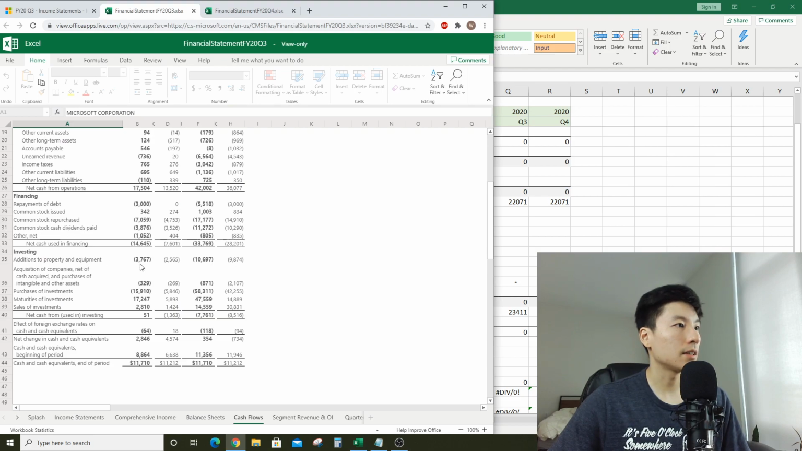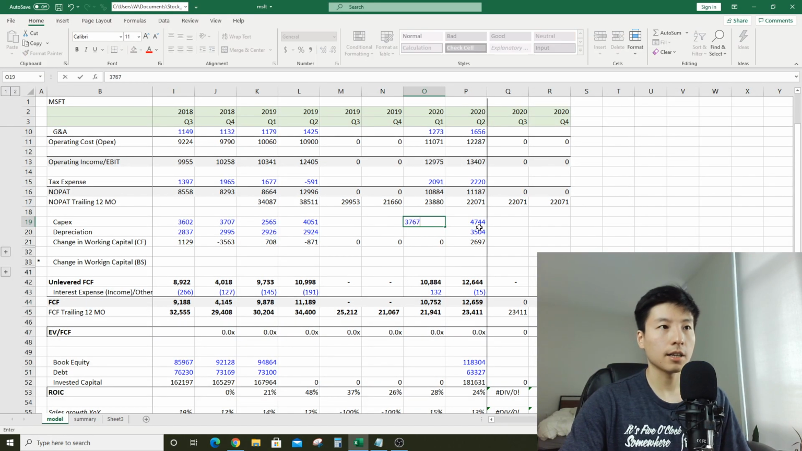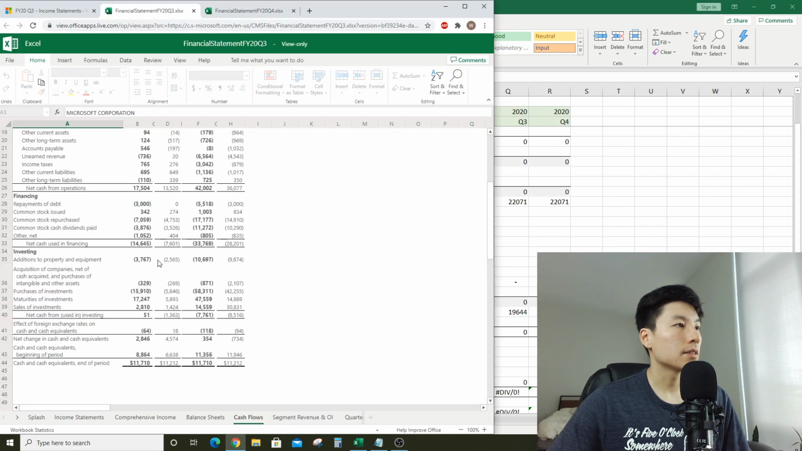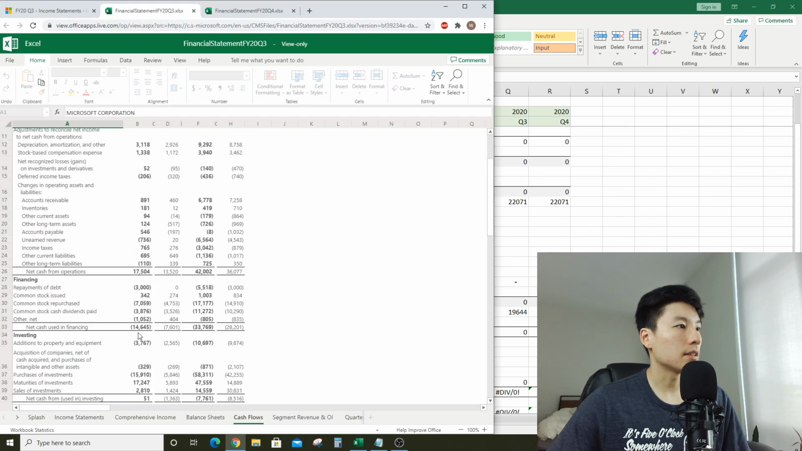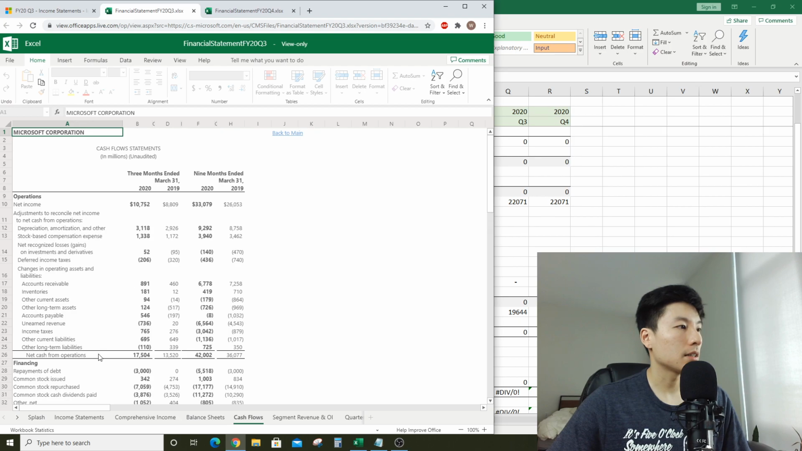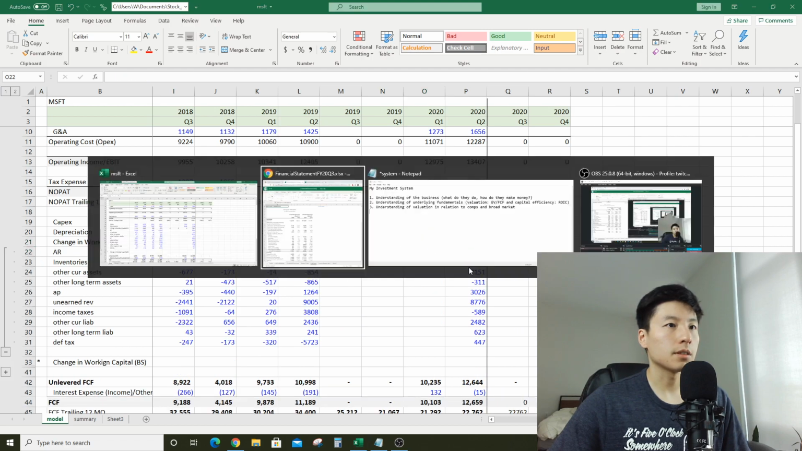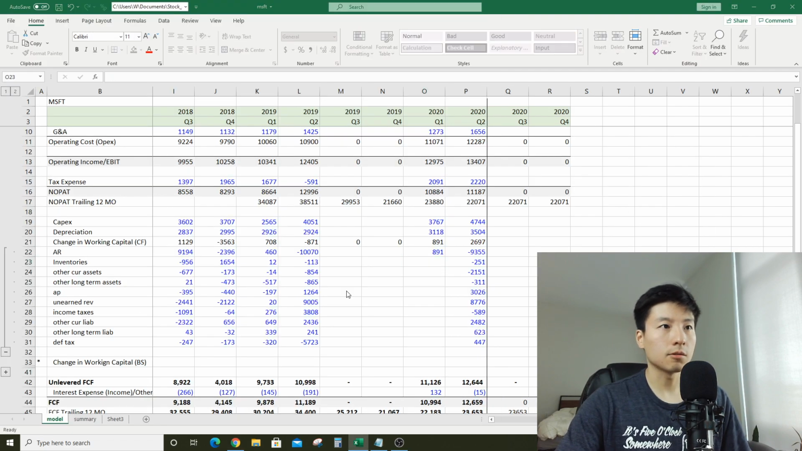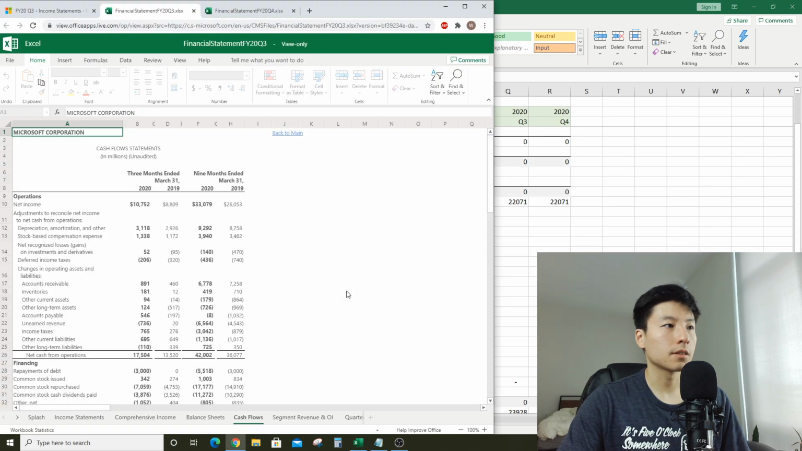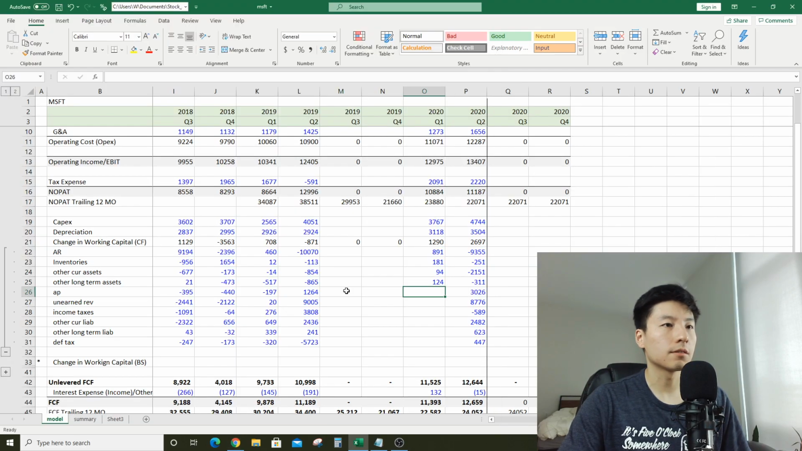CapEx 3767 and depreciation 3118. Working capital, let's put this stuff in. 891, 181, 94, 24.